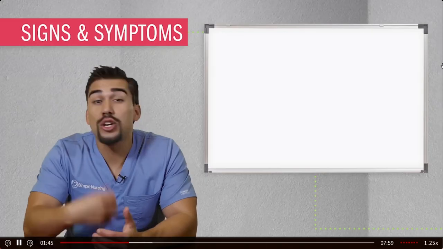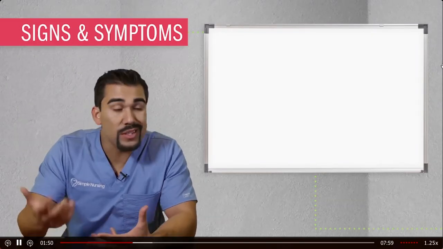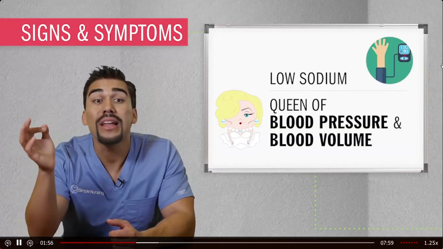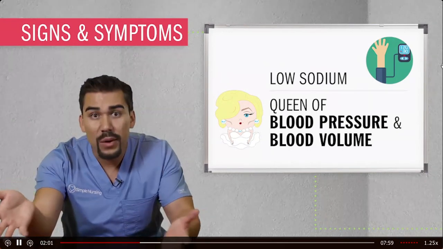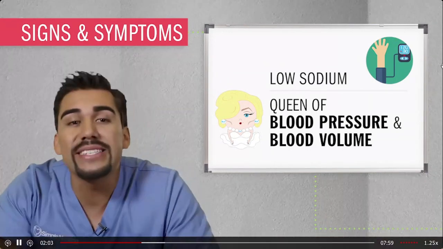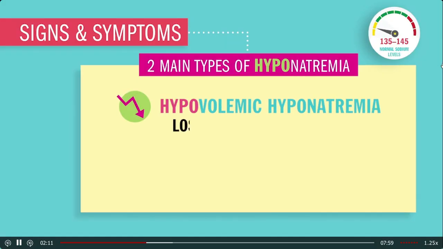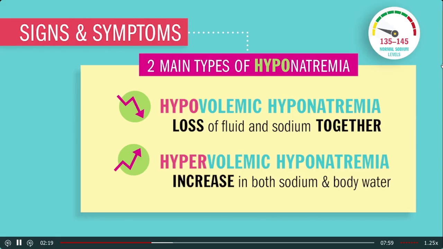Okay, signs and symptoms and nursing assessments for low sodium. Well, what's going on in hyponatremia? Well, it's low sodium, right? And since sodium is the queen of blood pressure and blood volume, well, then everything in the body should be depressed and deflated, right? Well, wrong. It actually depends on the type of hyponatremia. But the two main types are hypovolemic hyponatremia, basically a loss of fluid and sodium together, and hypervolemic hyponatremia, basically an increase of body water greater than sodium.